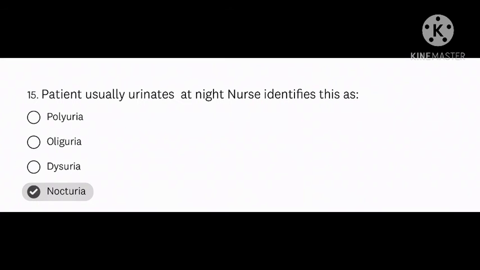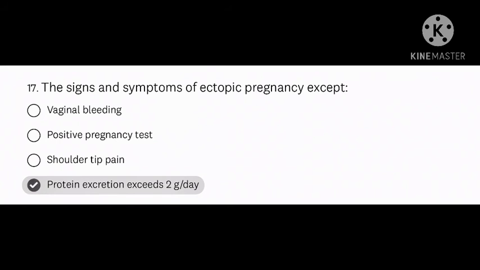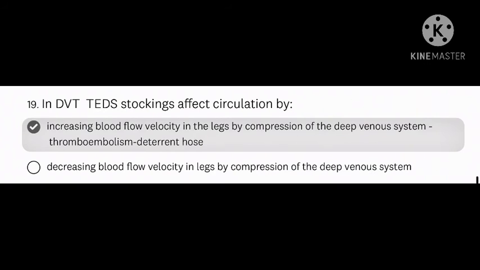Patient usually urinates at night. Nurse identifies this as nocturia. The signs and symptoms of ectopic pregnancy except protein excretion exceeds 2 grams per day. In DVT, TED stockings affect circulation by increasing blood flow velocity in the legs by compression of the deep venous system, thromboembolism deterrent hose.